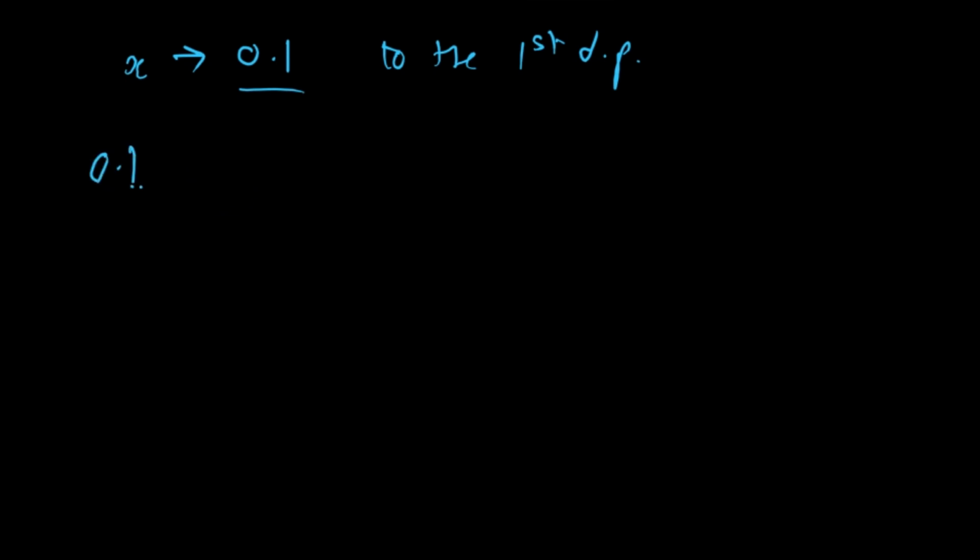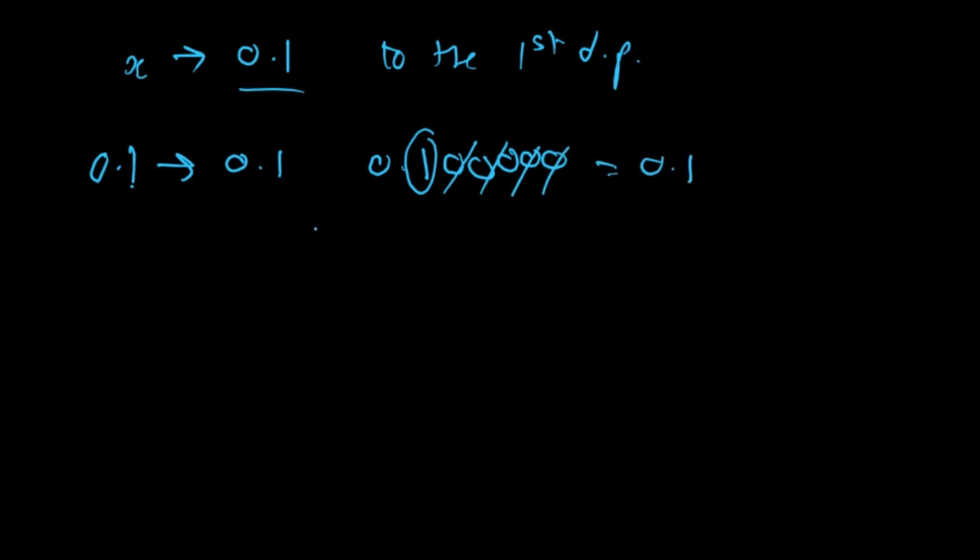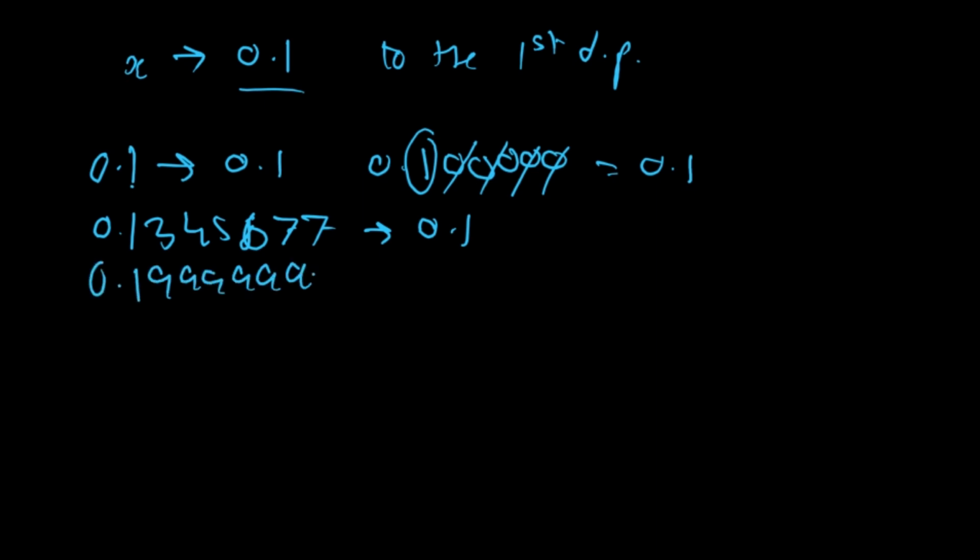Okay, 0.1 truncated to the first decimal place would form 0.1, because 0.1 has imaginary zeros on the right. You find the first decimal place and then you get rid of the zeros, and that would give you 0.1. So 0.1 truncated to the first decimal place is 0.1, the same thing. Same goes with 0.1 and a bunch of random numbers. Any numbers after the 0.1 will be truncated to 0.1 if it's to the first decimal place. Even if you had 0.1999999, this will be truncated to 0.1 in this case, since it's to the first decimal place.